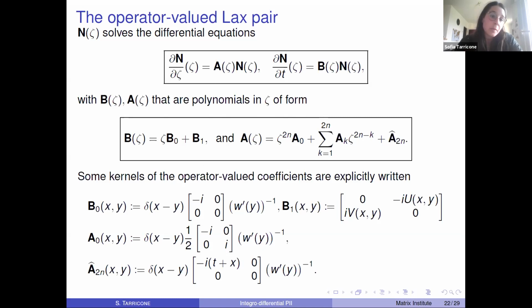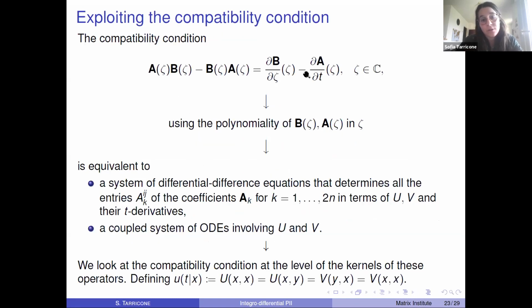Okay, so the point is that, as I told you, the compatibility condition that is obtained by cross-differentiating that system really encodes the integro-differential Painlevé II hierarchy. And to see that, you write down your condition and you exploit the polynomiality of B and A in zeta. And when you do that, you will find that this system is actually equivalent to a system of differential and difference equations for the coefficients A_k. And this system can be solved in terms of U and V, the two operators defined before, and their T derivatives.